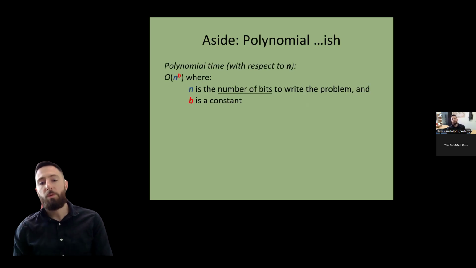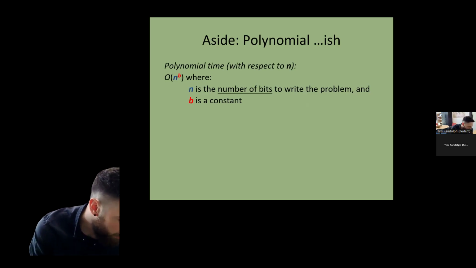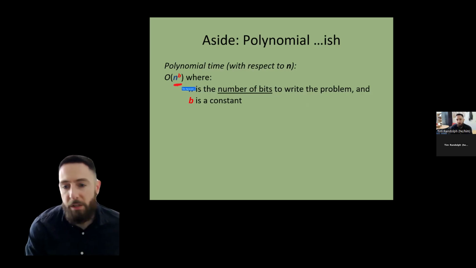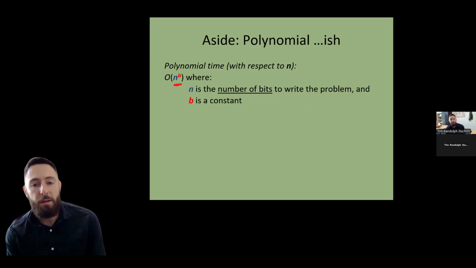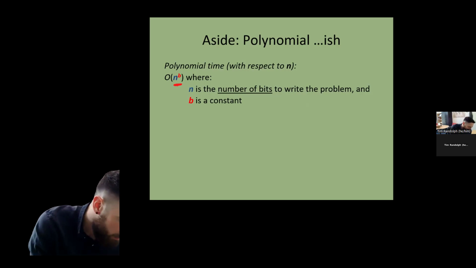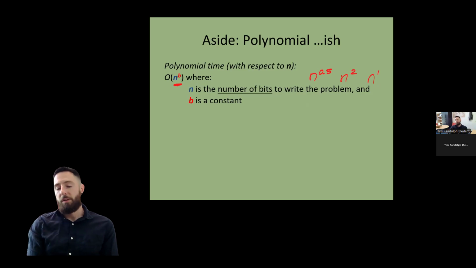Formally, this is what it means for a function to be polynomial with respect to n. It means that n is some parameter, which formally we can define as the number of bits it takes to write down the problem instance. And n is the parameter going to infinity, and then b is some constant. So this would be functions like square root n, or n squared, or n to the 1, which is linear time. All of those are polynomial functions.